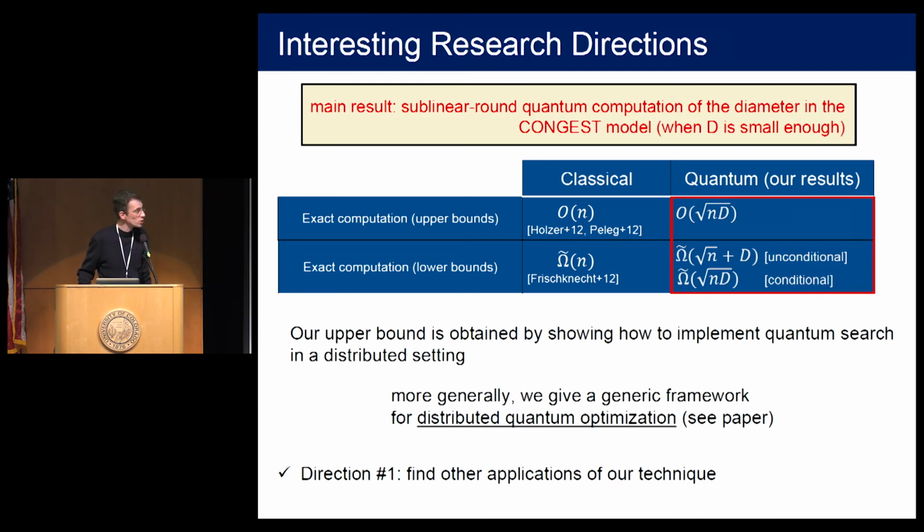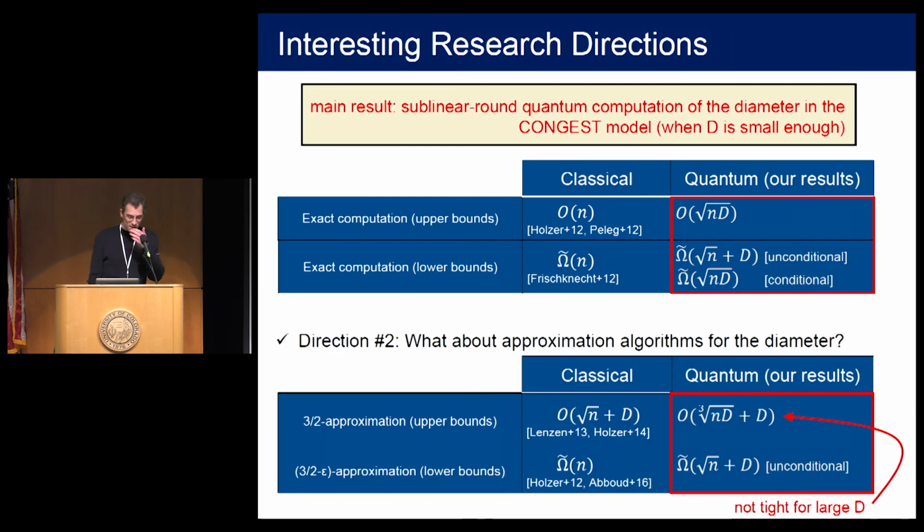So it should be possible to use it to speed up many classical distributed algorithms. So the first research direction will be to find such kind of applications of this technique. The second direction is approximation algorithms.